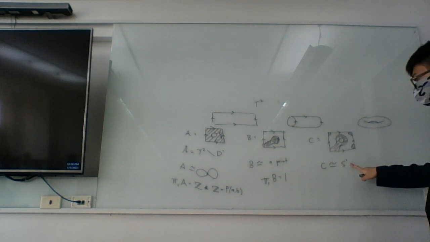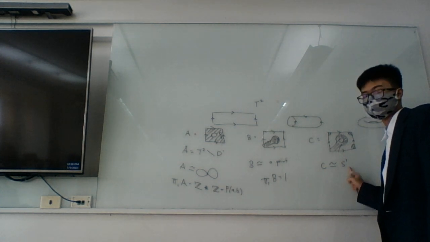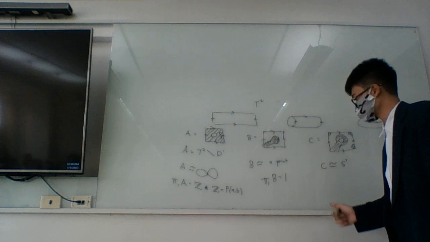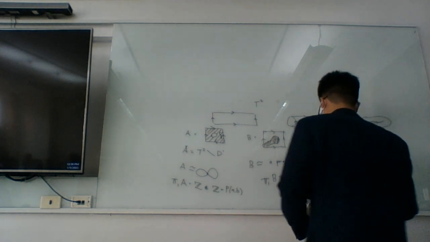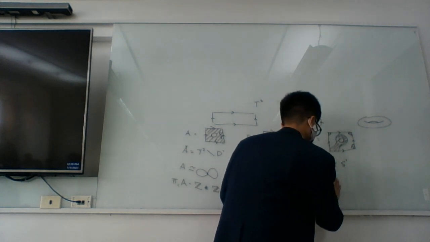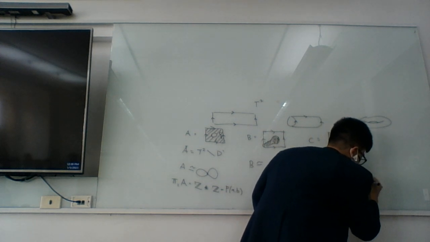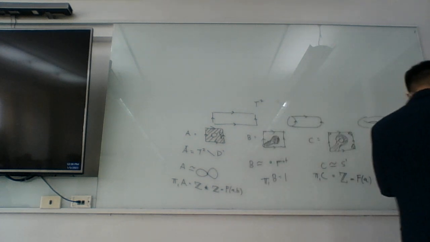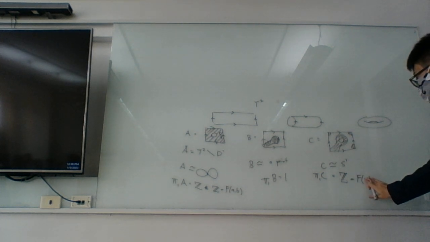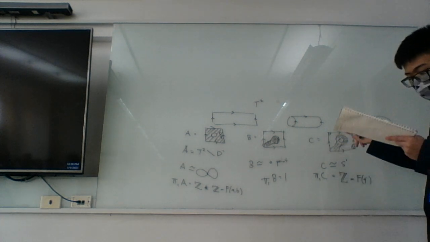Now for C: since C is homotopic to S1, we can say its fundamental group is isomorphic to the fundamental group of S1, which is the integers, or a free group of one generator. So pi 1 of C is equal to just Z, which is equal to the free group of one generator. Not precisely a, but a curve gamma that we embed inside C.